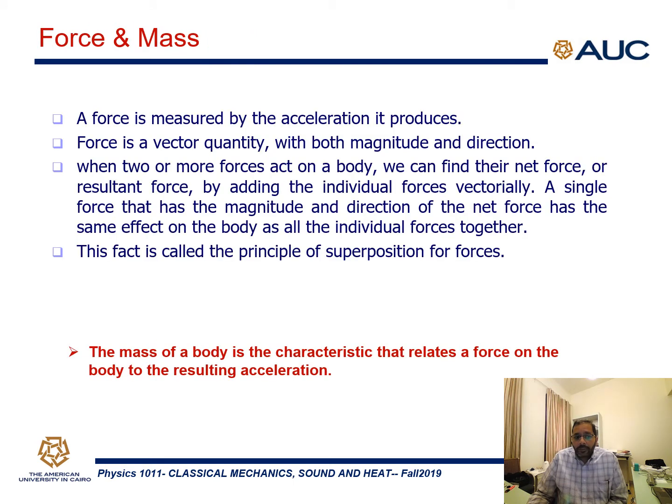Force and mass. We all know that a force is measured by the acceleration it produces. Additionally, we are all familiar that force is a vector quantity. What do we mean by vector quantity? We mean that a vector quantity has magnitude and direction. This means that when two or more forces act on a body, we can find their net force by adding them vectorially. What do we mean by vectorially? It means that we need to take the magnitude and direction into consideration, as we learned in chapter 2.